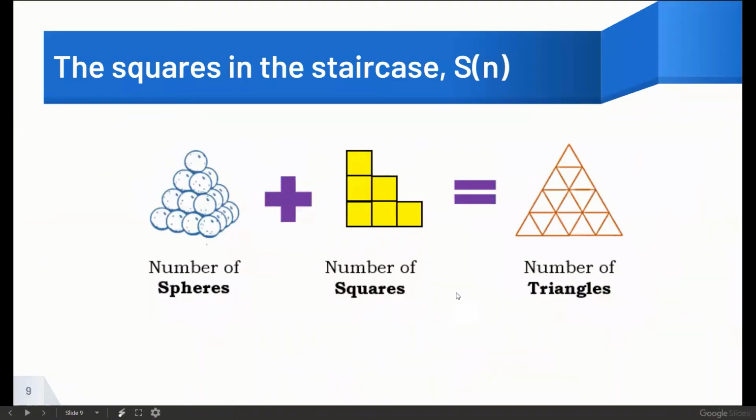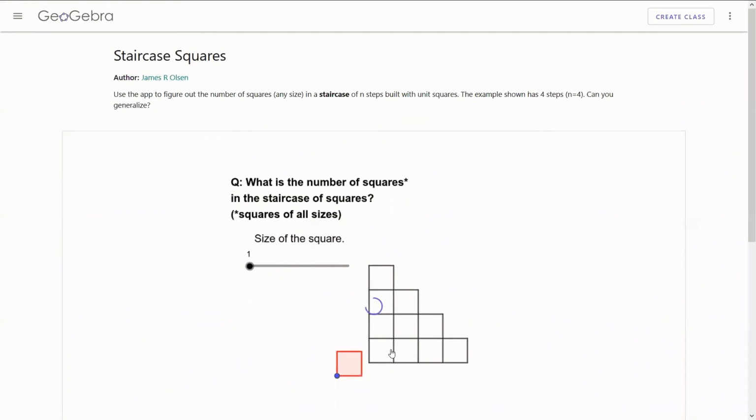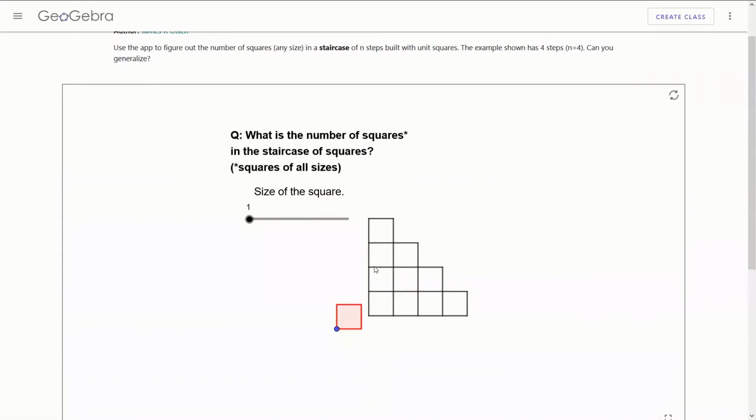Okay, now we've looked already at the tetrahedral numbers. Now let's look at the way we're going to count stairs in the staircase, S of n. And we're going to use GeoGebra for this. So here are these staircase squares. And this is one larger than the example in the original problem.